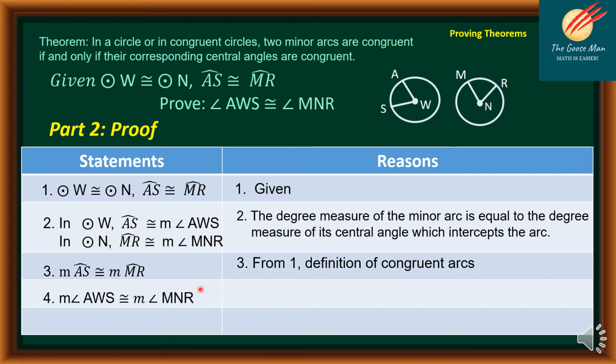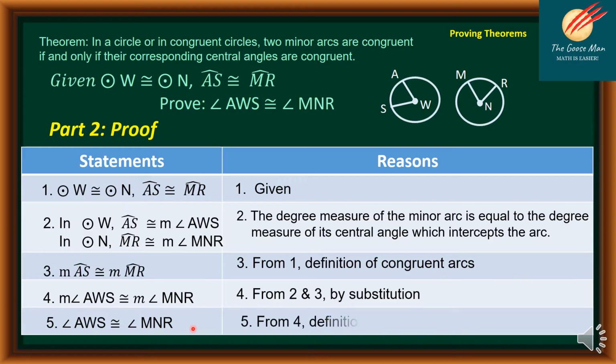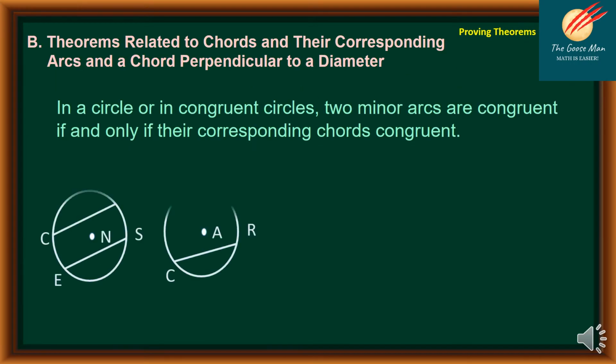Number four, the measure of angle AWS is congruent to the measure of angle MNR. Our reason is from 2 and 3; if we combine these together, we actually have substitution. And finally, angle AWS is congruent to angle MNR because from 4, we have the definition of congruent angles. Let's move on to the second part of our lesson.